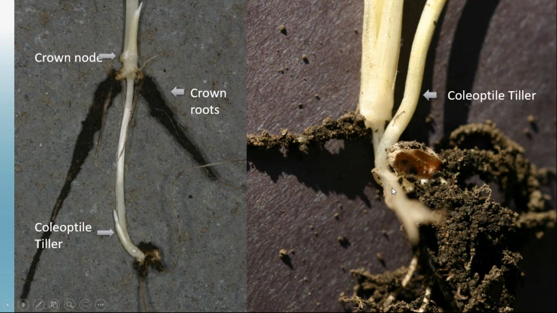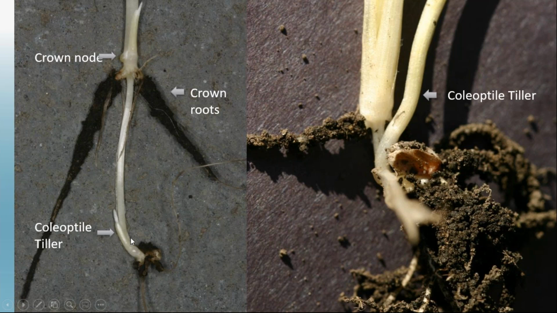So here's the coleoptile tiller, which is not coming from here, and I'll show you that in a minute. It's coming from down here where the seeds form, and here's the intercrown node. This is a short one here, and then here's your crown root. So here's your crown node right here, and it's going to put on another set of more crown roots here. And here's your coleoptile tiller.